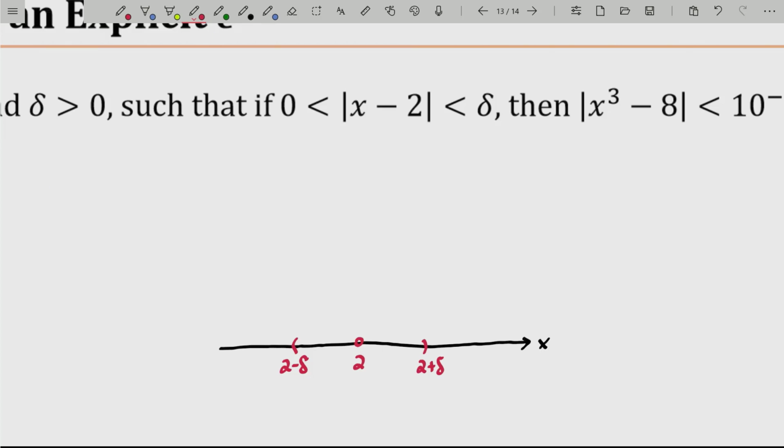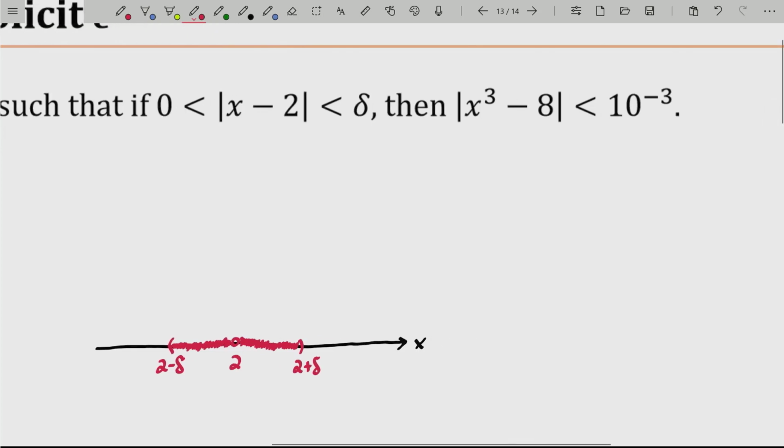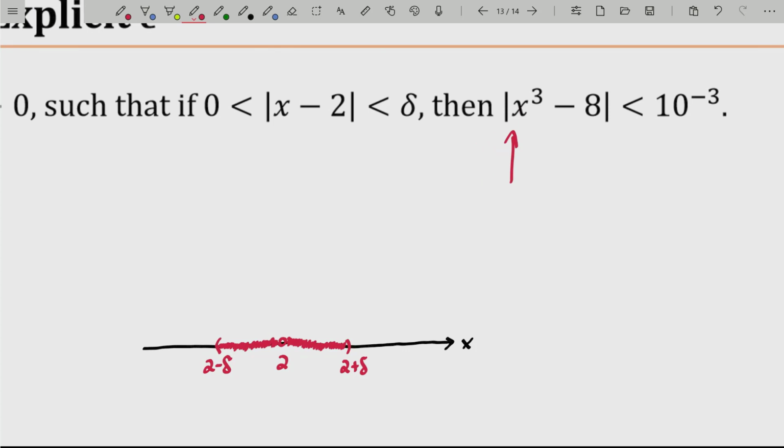Then I'm going to shade all the possible x values that are within that delta neighborhood. All of these red x values here are super close to 2, within the delta neighborhood of 2. That's what the shading represents, just to remind you. And we want to find the size of the neighborhood, the radius of the neighborhood, so that when we look up and see the function x cubed, and we look at the value of 8, the distance between the function x cubed and 8, let me go ahead and make a swoopy little curve here.